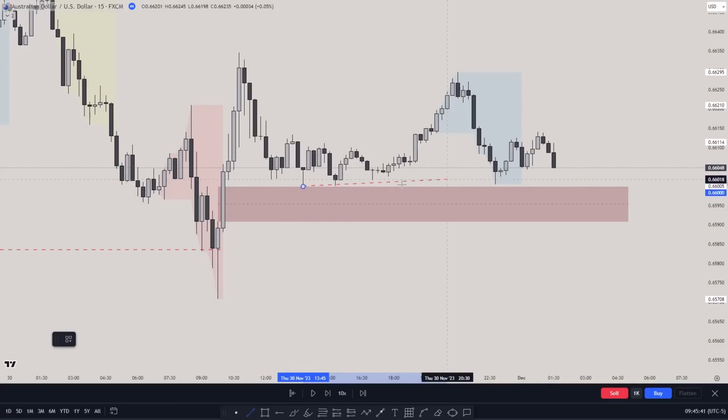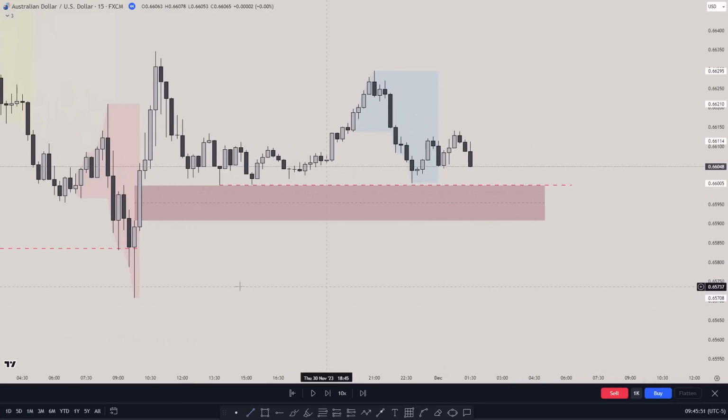So basically low resistance liquidity, and we have a fair value gap below them. Also the Asian session low has a fair value gap below. So that's another confluence. Basically on the 15 minutes, we're going up. We have a bullish fair value gap to push price higher.